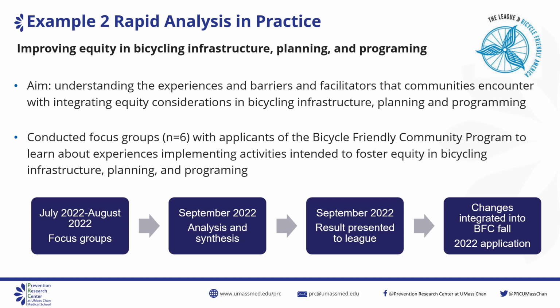So with the League, this is the example that was mixed methods. We did a survey and then we did focus groups. For the focus groups, we used rapid qualitative analysis. So we held 6 focus groups with the League, and these focus groups were held over the summer of 2022. And as you can see from the timeline here at the bottom, thanks to these rapid methods, we were able to really enact action quickly. So the focus groups happened over the summer, and by the fall, the changes that were recommended by the communities in the focus groups were already implemented and integrated into the fall application process for the program.